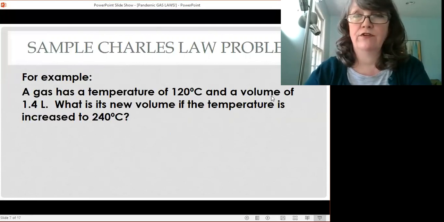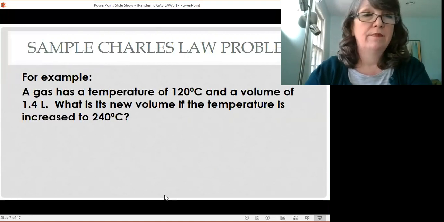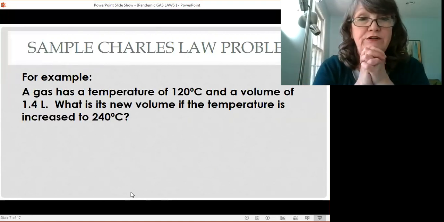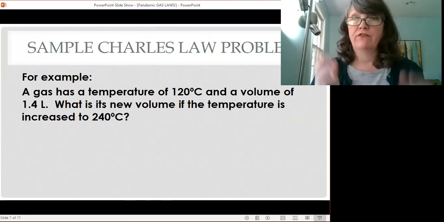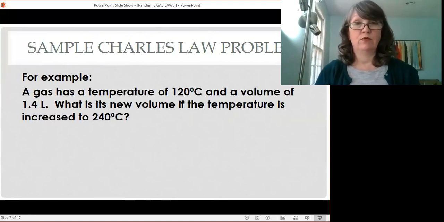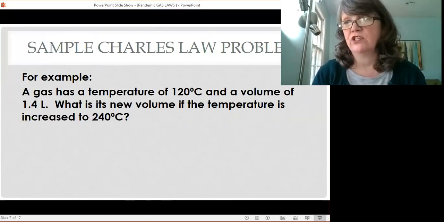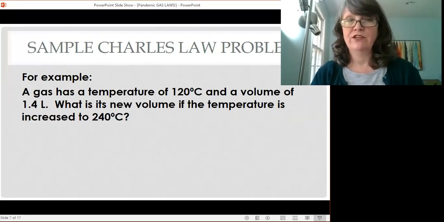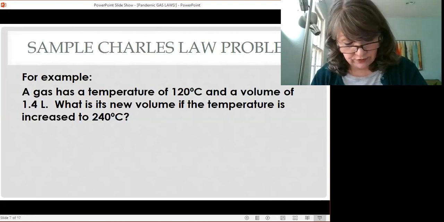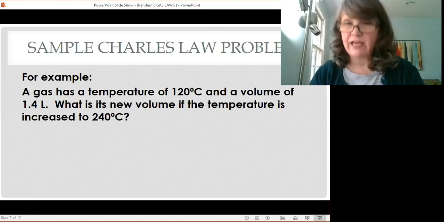Here is our first problem. A gas has a temperature of 120 degrees Celsius and a volume of 1.4 liters. What is its new volume if the temperature is increased to 240 degrees Celsius? So first, I'm going to think, what's my initial set of conditions? That's going to be my V1 divided by T1. Well, my initial volume is 1.4 liters. I'm going to write that down.